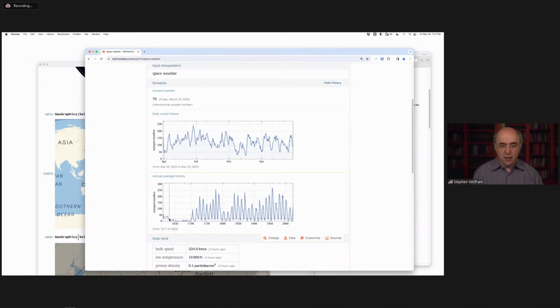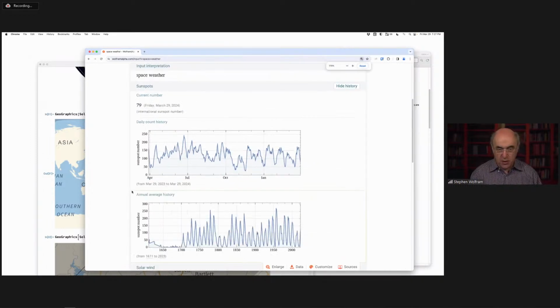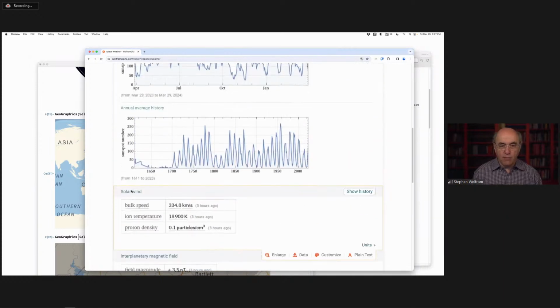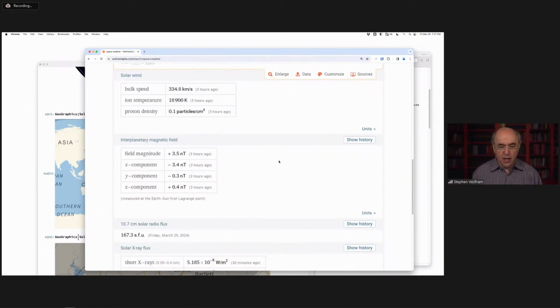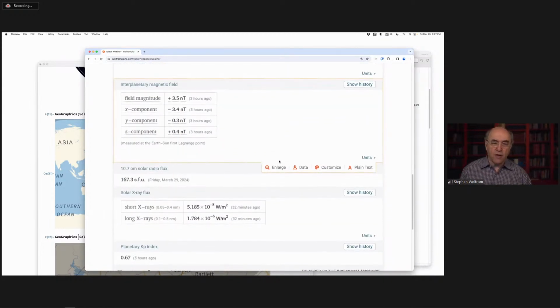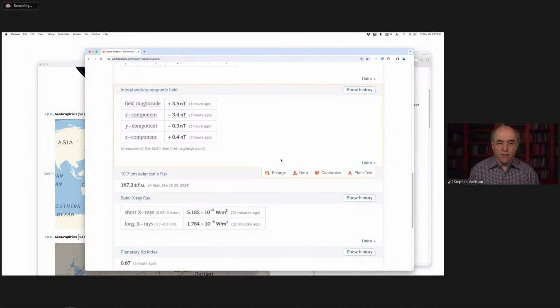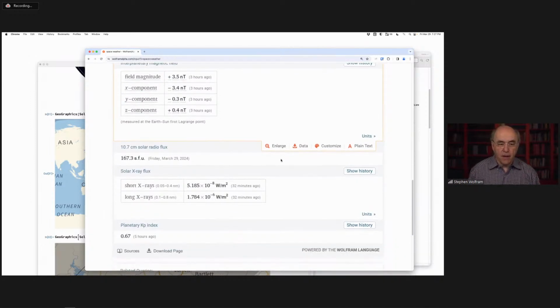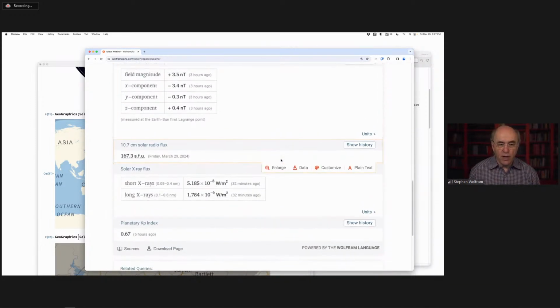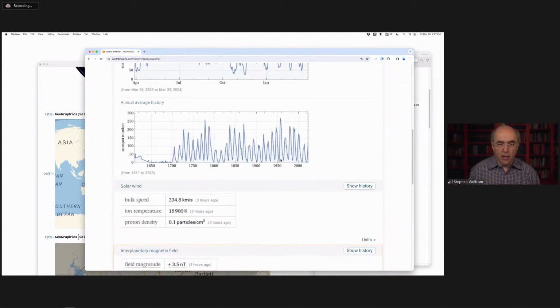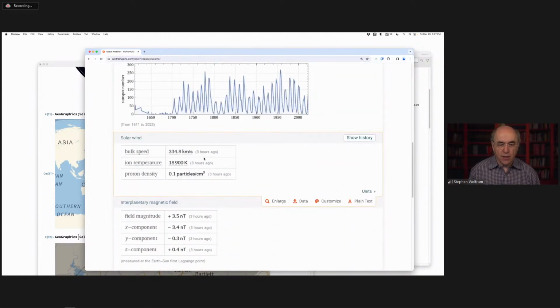And we see there's the famous, back there in 1650, the famous Maunder minimum where it was really cold on the Earth for reasons that are not very well understood. But we see the 11-year sunspot cycle, and we see here information on the amount of flux of material from the sun.